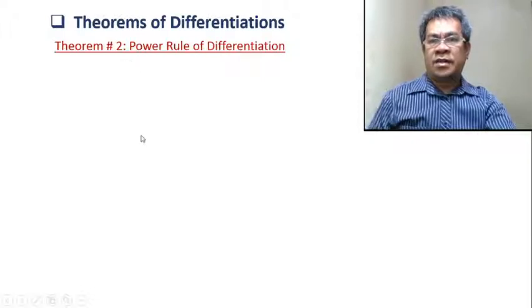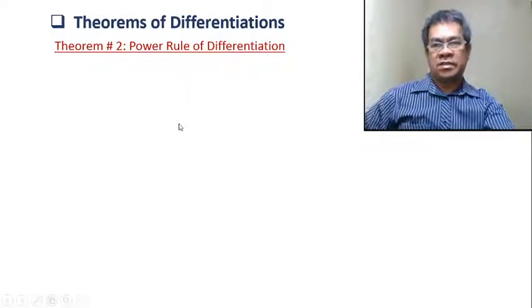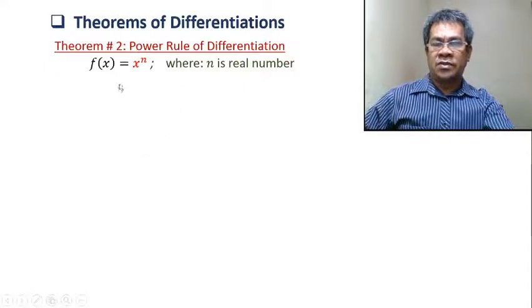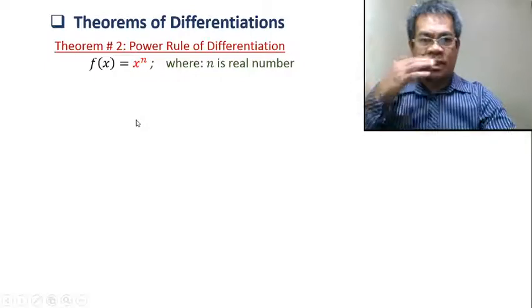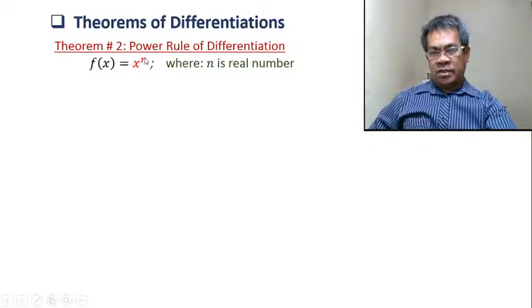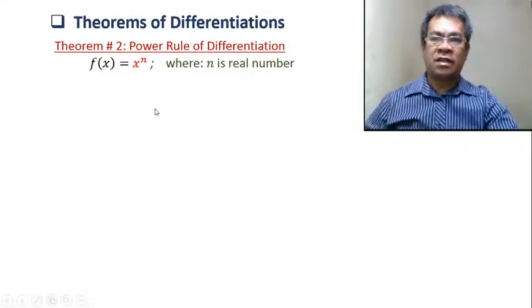Now, for theorem number 2, we call this the power rule of differentiation. The power rule is in the form of x raised to n. Remember, x is the domain, and this is purely x, raised to a power of n, where n is a real number. Any real number, which means that if we have a variable exponent here, then it is not within the scope of the power rule. It's beyond the limits of the power rule.